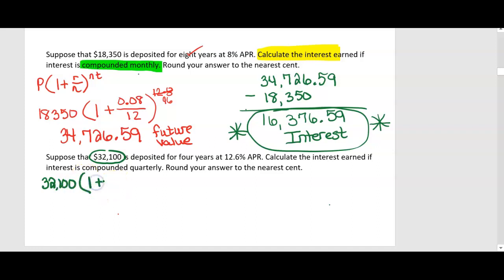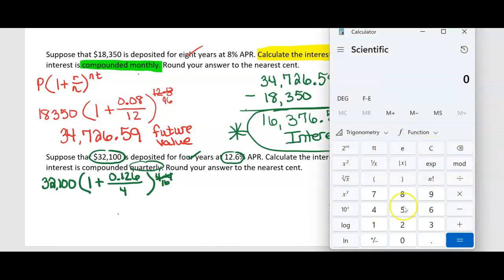parentheses, 1 plus. My rate is 12.6, so that's 0.126, divided by. My intervals, I'm compounding quarterly. So quarterly means 4 times a year. To the 4 times a year, and how many years are we doing this? 4 years. So again, I want to take care of that exponent. 4 times 4 is 16. And now we can pull up our calculator. 32,100, parentheses, 1 plus 0.126, divided by 4, close the parentheses, XY button, 16th power. And we get $52,724.53.